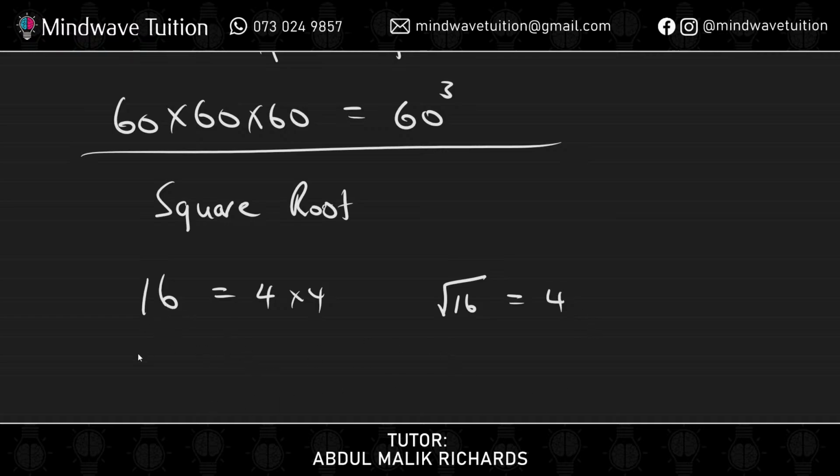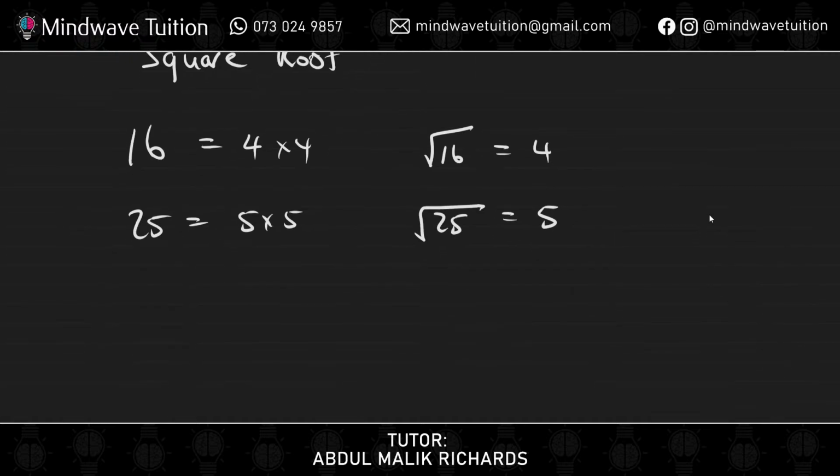25 is 5 times 5. So therefore, if we take the square root of 25, it's going to equal 5. So the square root is the opposite of a square. We know 25 is a perfect square, so when we take the square root of a perfect square, it's going to equal the number that needs to be multiplied by itself to give you the perfect square.